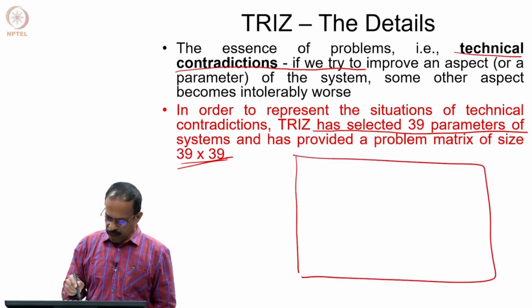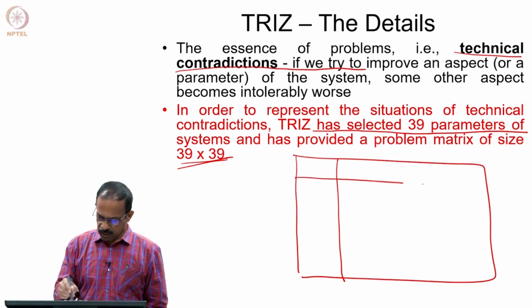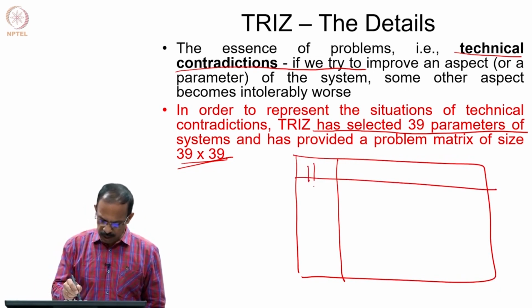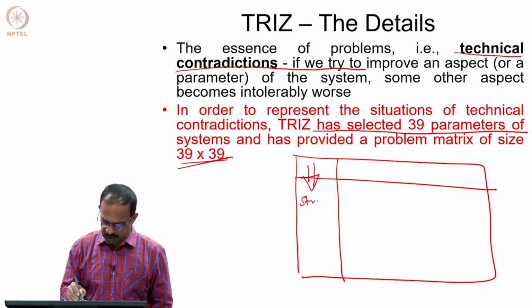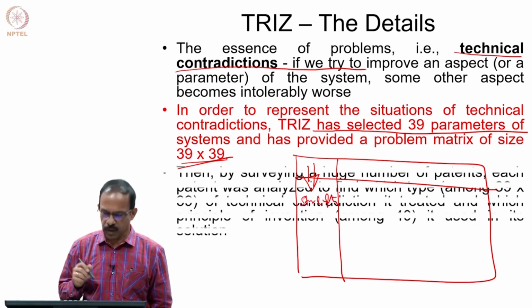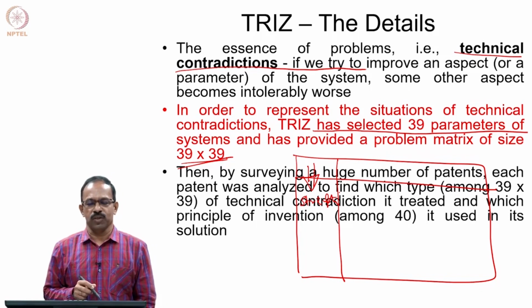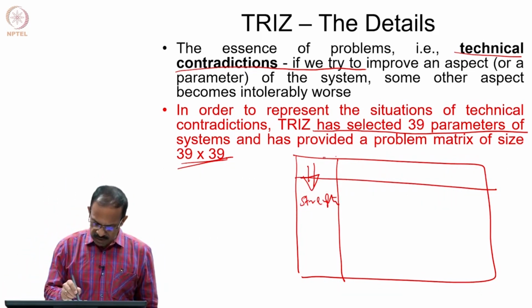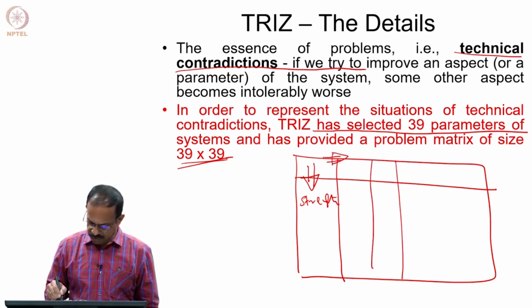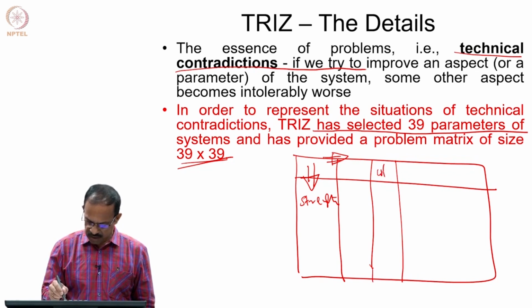That is, you have a parameter that you want to improve. For example, you want to improve the strength of something, and then you see that this actually goes against your wishes. So you say, okay, I have this weight, the weight of the object.